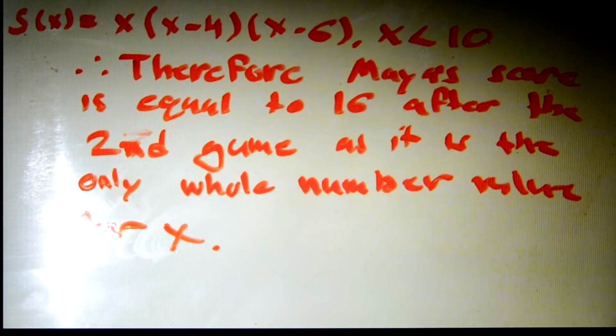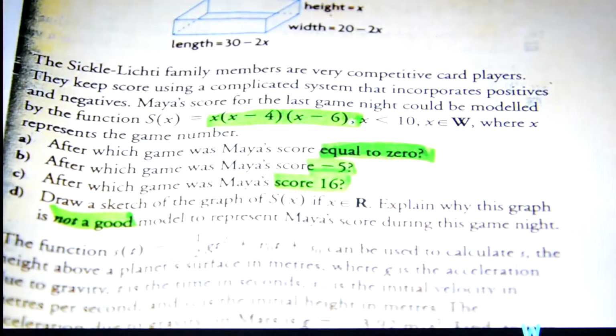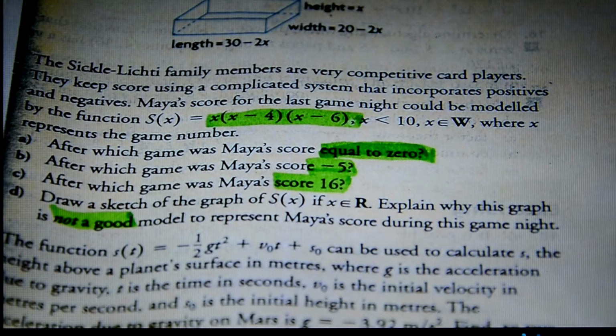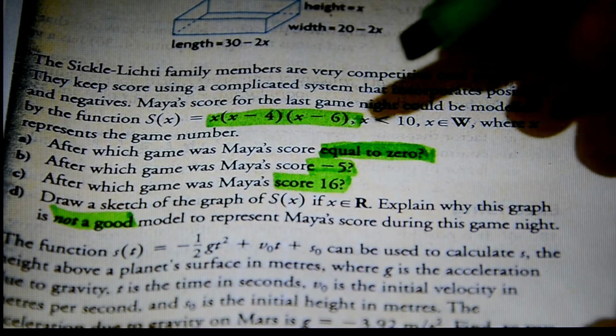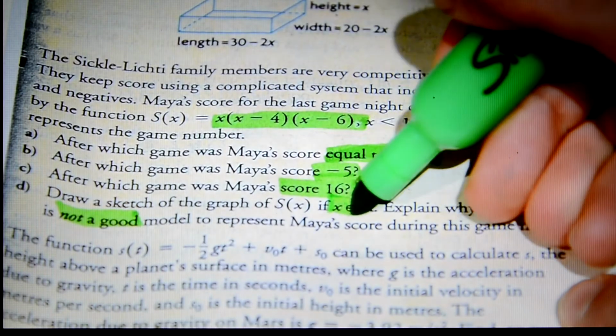Therefore, Maya's score is equal to 16 after the second game, as it is the only whole number value for x. Now time for part B, where the question states, draw a sketch of the graph S(x) if x is a real number, and explain why this graph is not a good model to represent Maya's score during this game night. Therefore, meaning that x is no longer restricted.